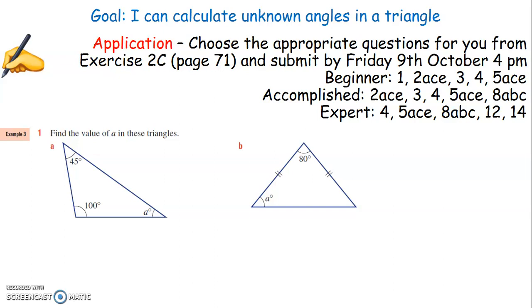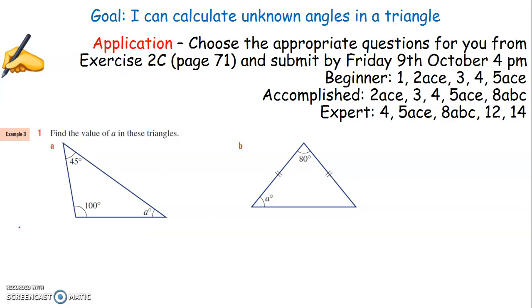The question asks us to find the value of A in these triangles. So for A, we have the values for 2 angles in a triangle, and we want to find the third one.